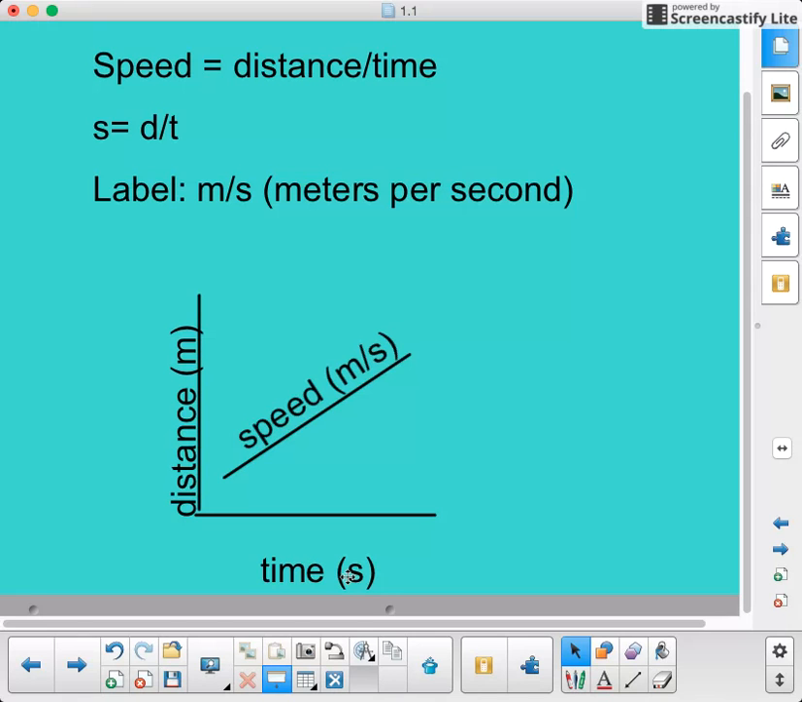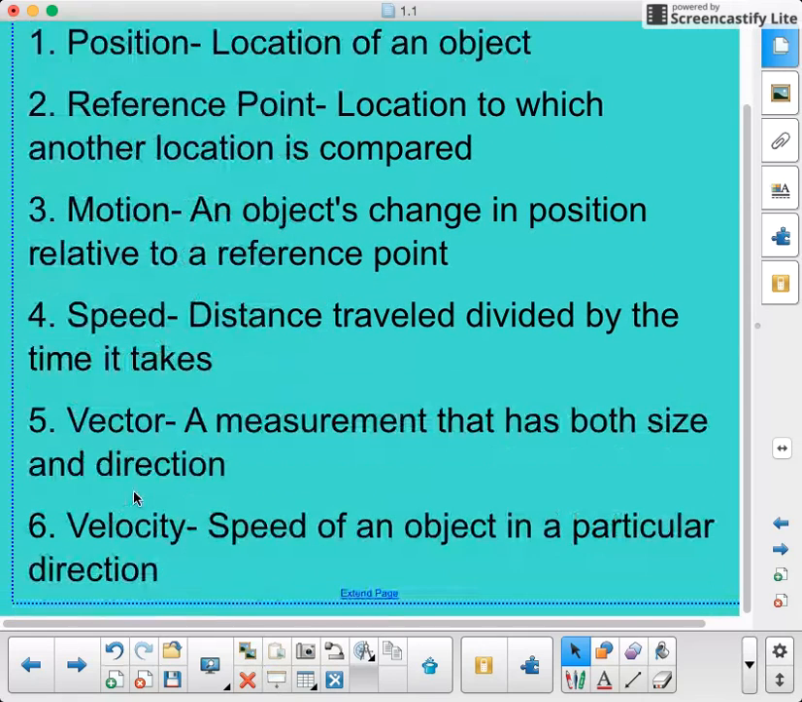And then also in the lesson, it talks about velocity. That's one of your vocab words. Velocity is what we call a vector. So that means the measurement that has both size and direction. So when we look at the speed of an object in meters per second, if we also add the direction it's traveling, like driving 60 miles per hour southwest, then it's considered a vector. So the primary difference between speed and velocity is that velocity also includes a direction.